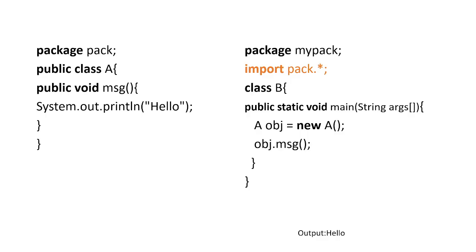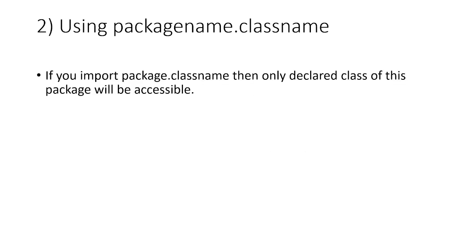Here is the example: the package name is pack, public class A, public void message, which prints hello. Then import pack.*, which indicates access to all the classes and interfaces in the package. The main class B, main method will start: A obj equals new A(), then obj.message(). Here it displays hello.